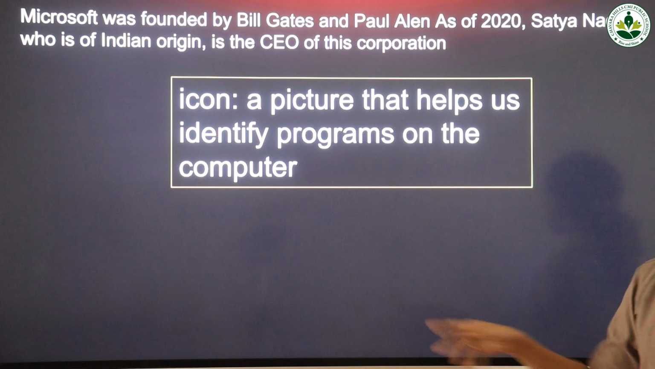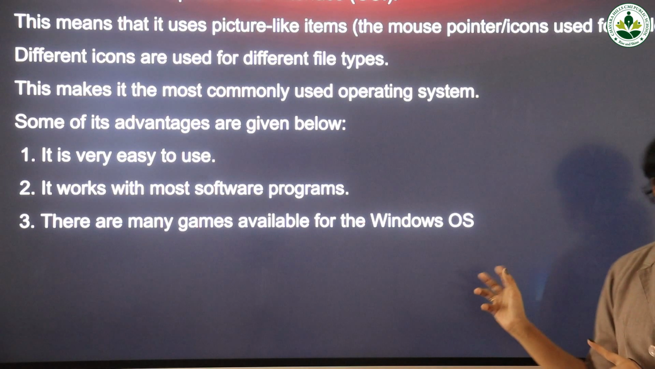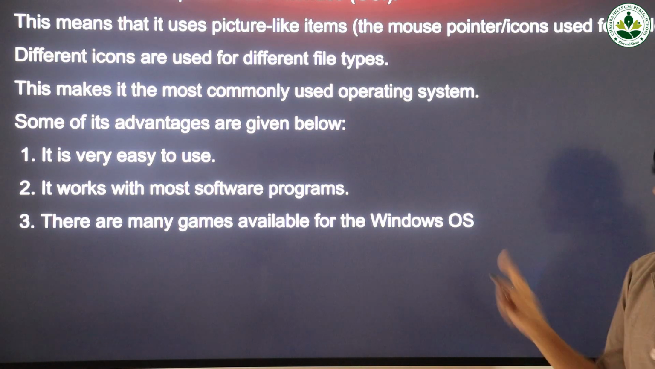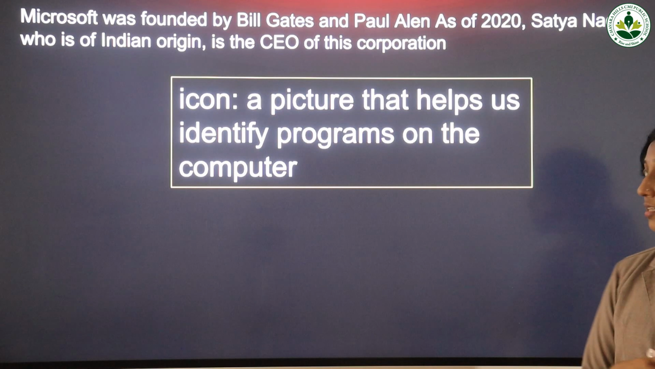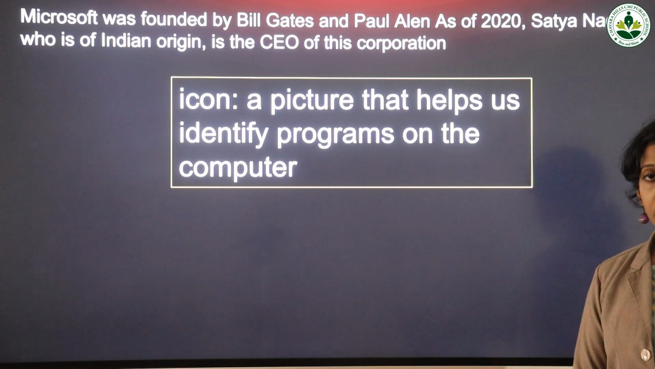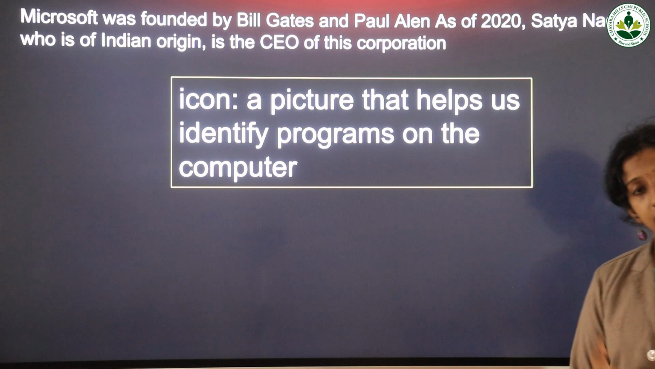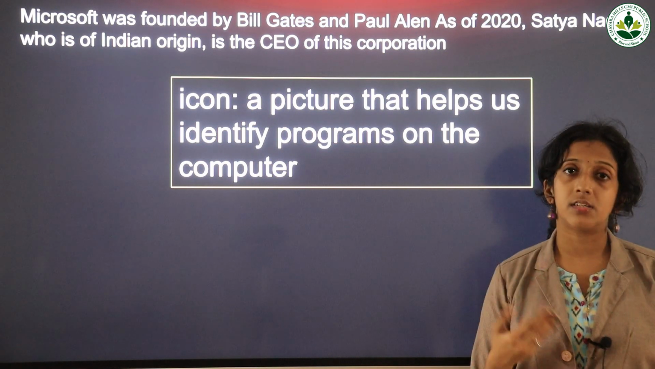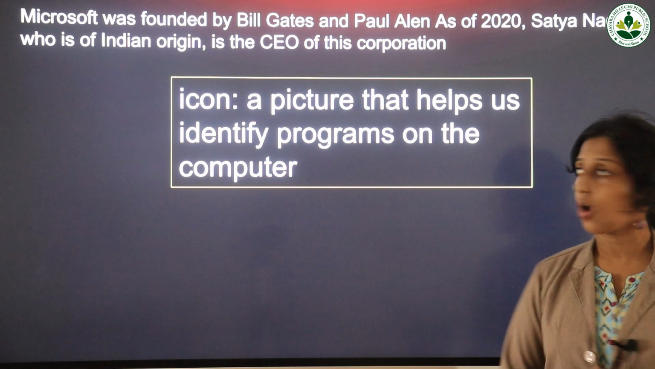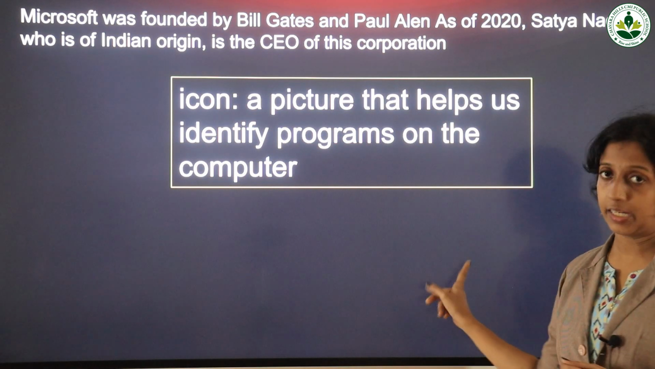And the icons, we have learned that Windows is a graphical user interface, and it has small icons. These icons are pictures that help us to identify different programs on the computer. By using these icons, we can easily identify the program, and just by clicking or double clicking on the icon, the program will be opened. So that is the icon.